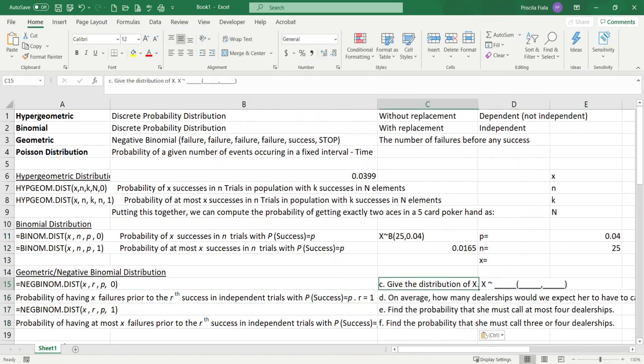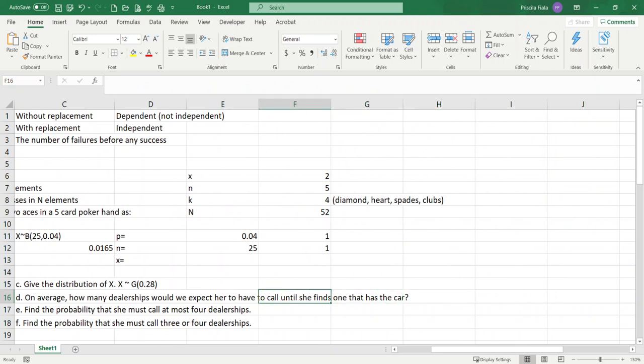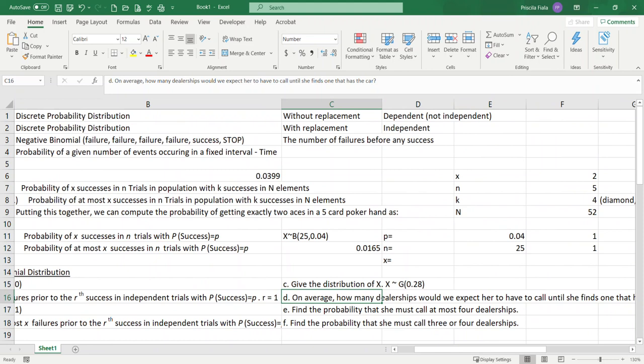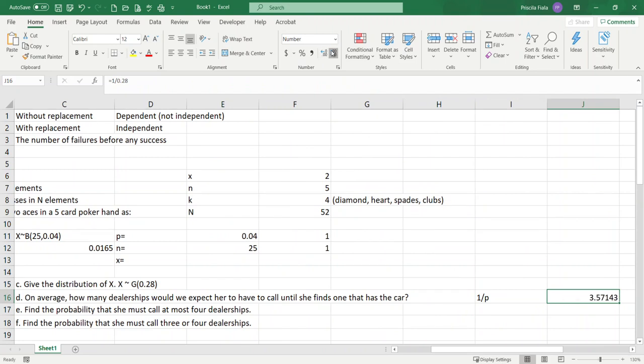Okay, so my distribution is going to be a geometric, right? And we're talking about a 0.28 probability. And that would be your distribution. So here go the problems. On average, how many dealerships would we expect her to have to call until she finds one that has the car? So on average, that's another formula that you're not presented. To calculate the average, you're going to do 1 divided by your probability. So we're going to do 1 divided by 0.28. So on average, she's going to have to call about 3.6 dealerships, or 4 dealerships, until she actually finds the car.